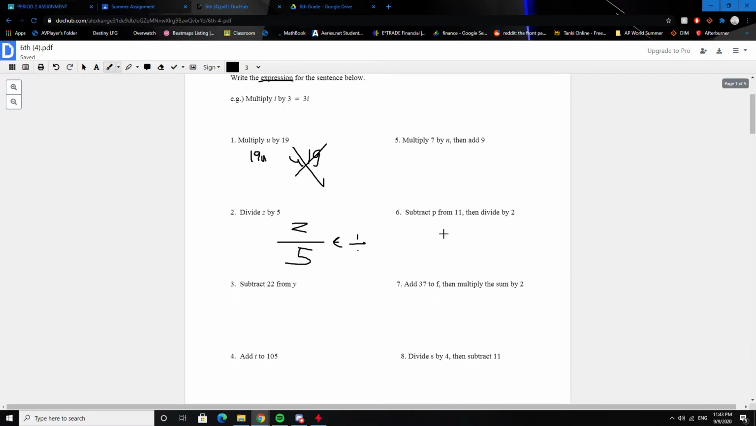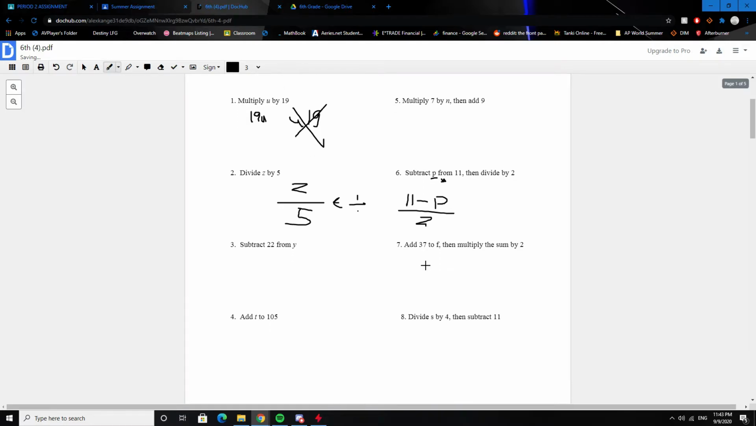Like number 6, it's here. Subtract p from 11. So you would subtract p from, this is important, from 11. So 11 is your initial number, and you're subtracting p from it, so it would be 11 minus p, and then divide by 2. So you would put a fraction over the whole thing and put a 2 under it, and that would be your expression.